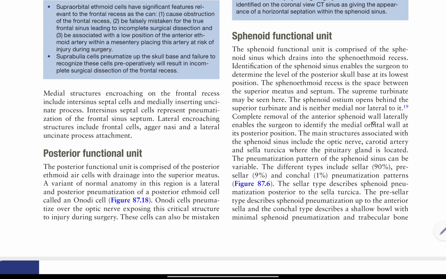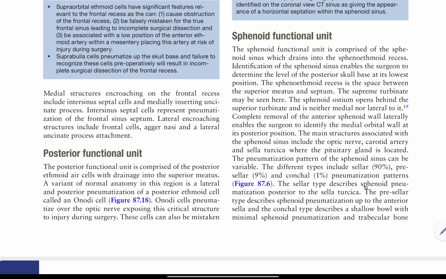Complete removal of the anterior sphenoid wall laterally enables a surgeon to identify the medial orbital wall at its posterior position. The main structures associated with the sphenoid sinus include the optic nerve, carotid artery, and sella turcica, where the pituitary gland is located. The pneumatization pattern of the sphenoid sinus can be variable. The different types include cellular 90%, pre-cellular 9%, and conchal 1% pneumatization patterns.